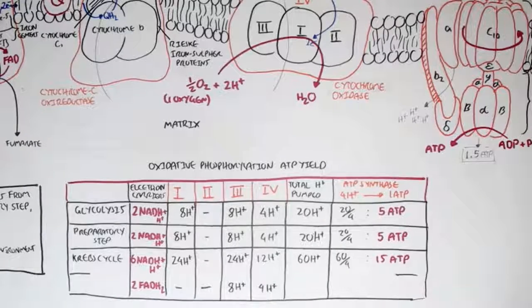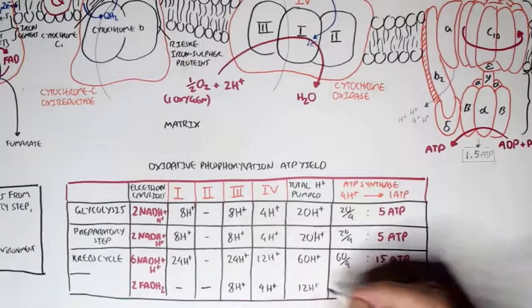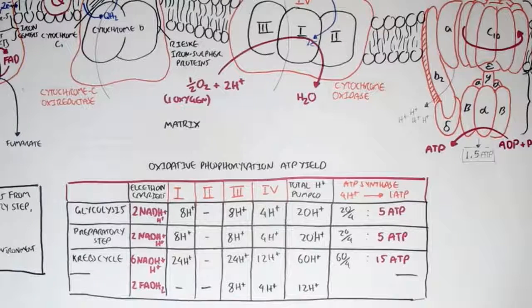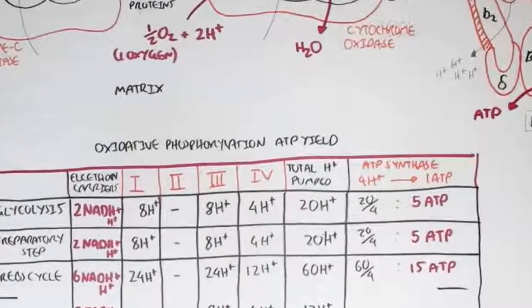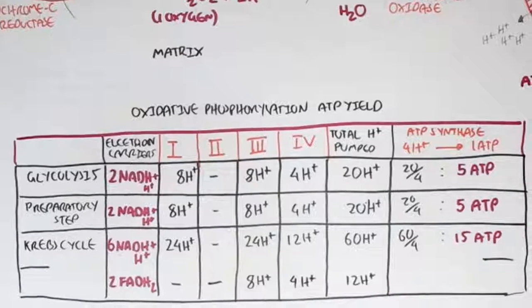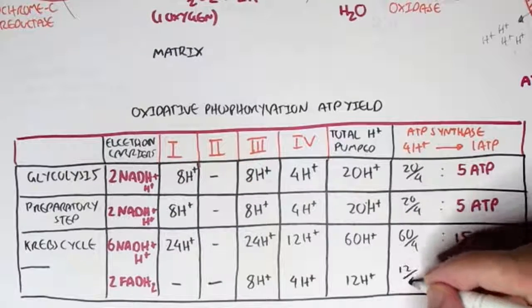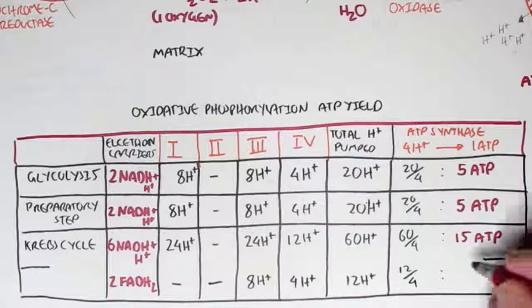And so also complex 4, 1 FADH will pump out 2 hydrogen ions, so 2 FADHs will pump out a total of 4 hydrogen ions. So the total hydrogen ions pumped from the matrix into the intermembrane space by 2 FADHs is 12 hydrogen ions. So how much ATP can 12 hydrogen ions produce? Well, we go 12 divided by 4, which will give us 3 ATP produced by 2 FADHs.